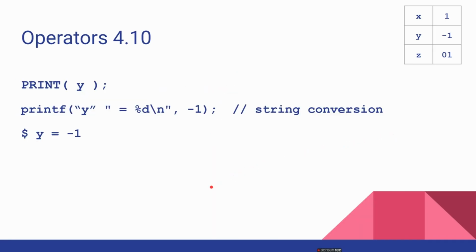Again, passing in y into the print macro, we can see once again we're converting y to a string and then printing the decimal form of y, which again is -1. And we can see that y equals -1 gets printed out as expected and as we saw from running our code.